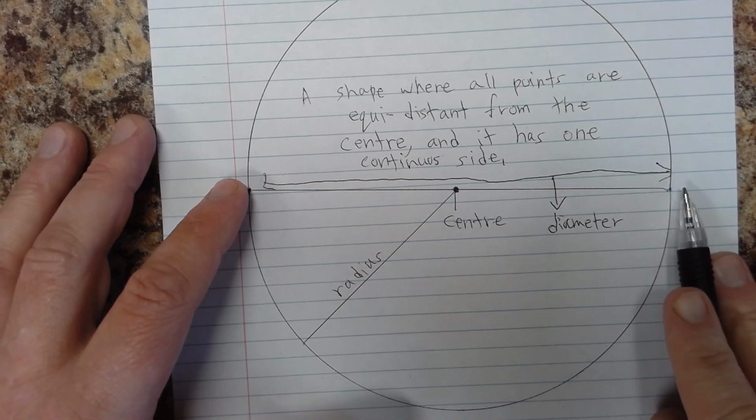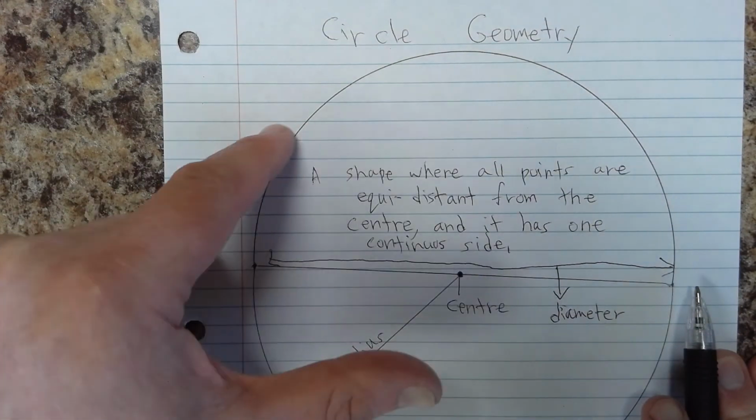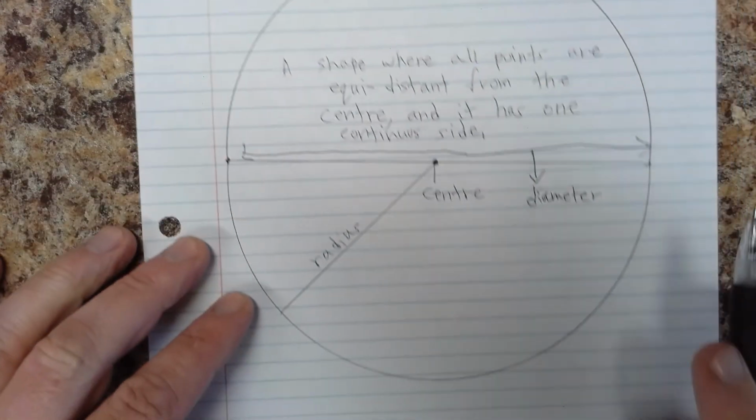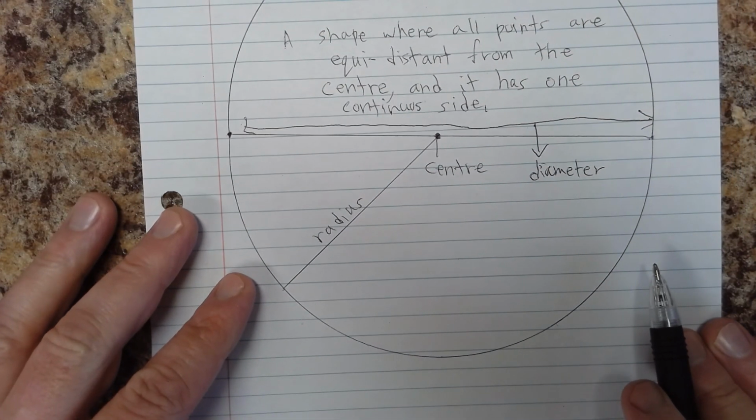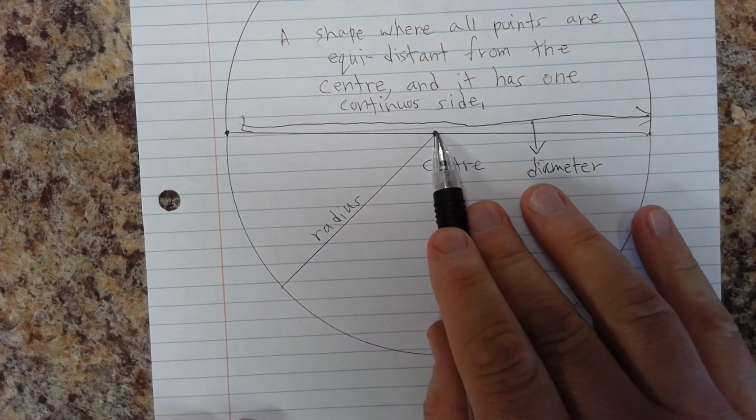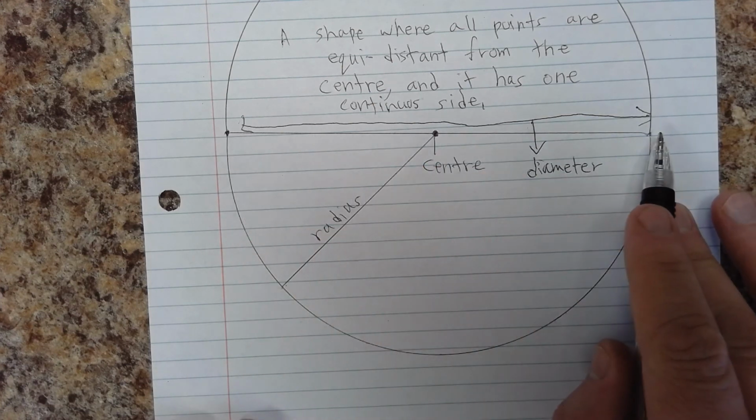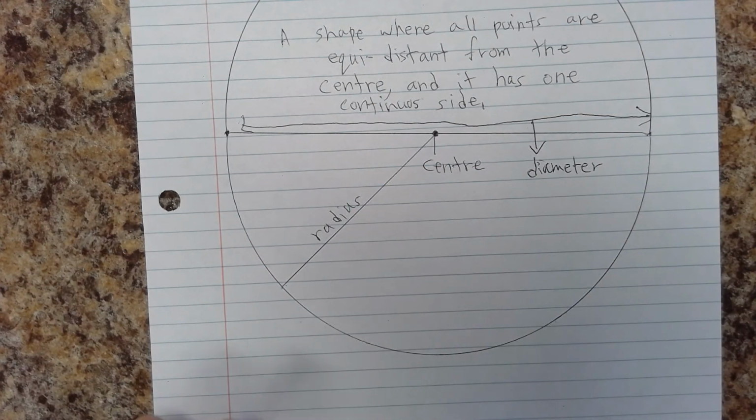Okay? This is not like if you were to put something up here, that's not a diameter. A diameter and a radius have to come from the middle of your circle. So from the middle of your circle to the outside is a radius. From the middle of your circle going all the way across in both directions is your diameter.